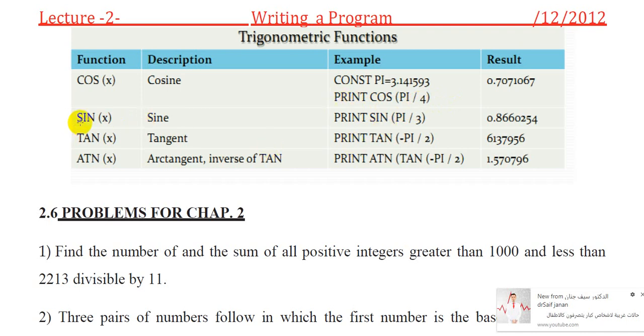Sine x, sine. Print sine pi 3 gives 0.866, as you can see over here. This is tan x, tangent. Print sine pi for 3, as you can see over here, the value indicated in the result section is 0.8660254. Tan x, tangent here, for print tan pi 2, as you can see over here, equals the value clarified by the result section.